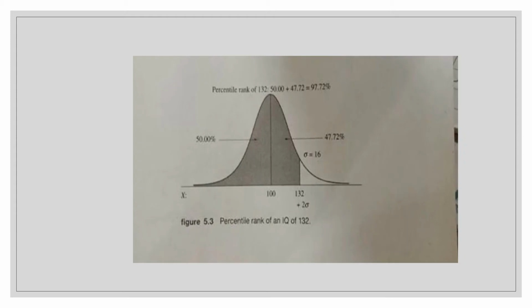Figure 5.3 shows us the percentile rank of an IQ of 132. So 132 is two standard deviations from the mean. So you add 50% plus 47.72%, that equals 97.72%, which means the percentile rank of 132 is 97.72.